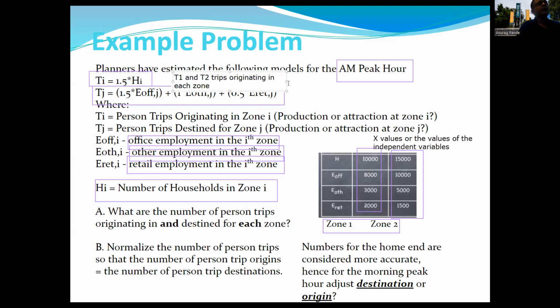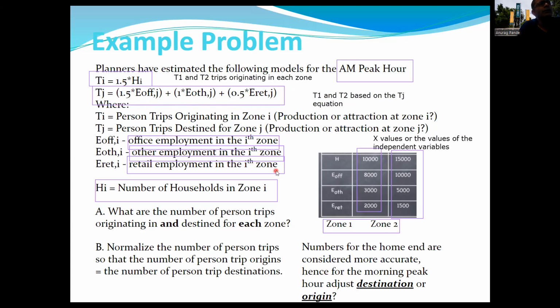But then I'm also looking for two more values. I'm also looking for T1 and T2 based on the TJ equation. So I'm looking for T1 and T2 not just based on this first equation, but also based on this equation as well.